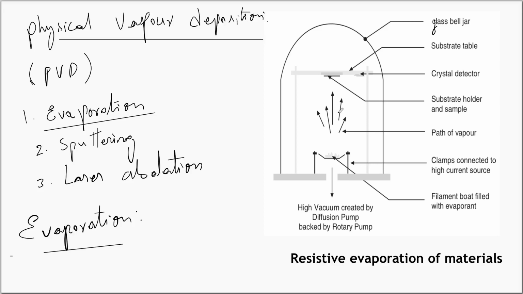In some cases, the vapors are allowed to pass through certain gases to cool down the vapor such that deposition can take place on the substrate. The advantages associated with vacuum deposition process are high deposition rates and economy. Next we shall see the E-beam evaporation.